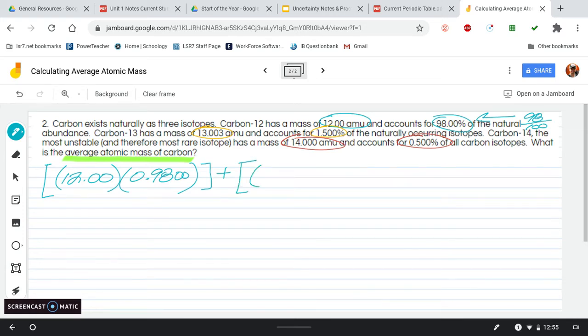That's going to be the 13.003. We're going to multiply that by the 1.5. So let's see, they go together. Now 1.5 has to again be divided by 100, or you move the decimal two spots to the left, and you're going to get 0.015. So that's going to go here. Calculator value. That's your percent in your calculator.